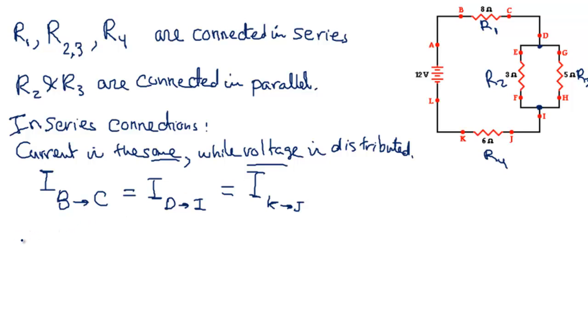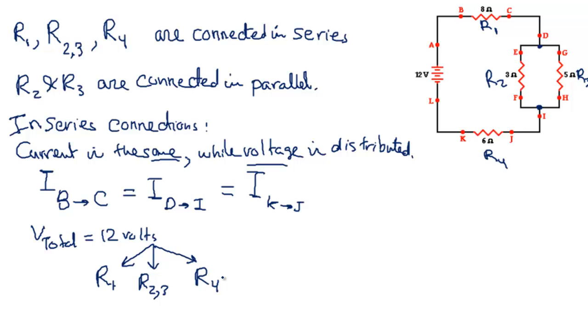What do we mean by the voltage will be distributed? We have a total voltage of 12 volts. V total in this circuit is 12 volts, and this voltage will be distributed among 3 resistors: R1, the equivalence of R2 and R3, and R4. Again, I'm not saying R2 and R3, I'm saying the equivalence of R2 and R3. So the voltage will be distributed among those.